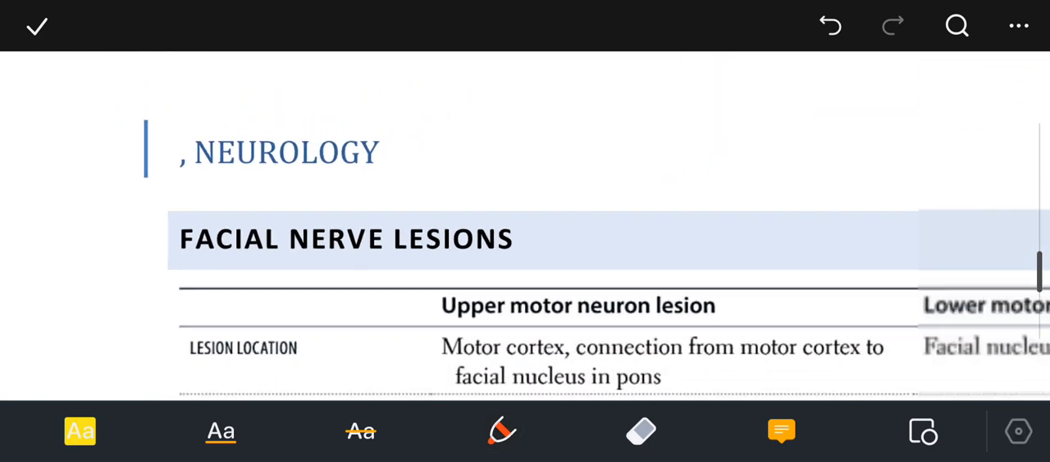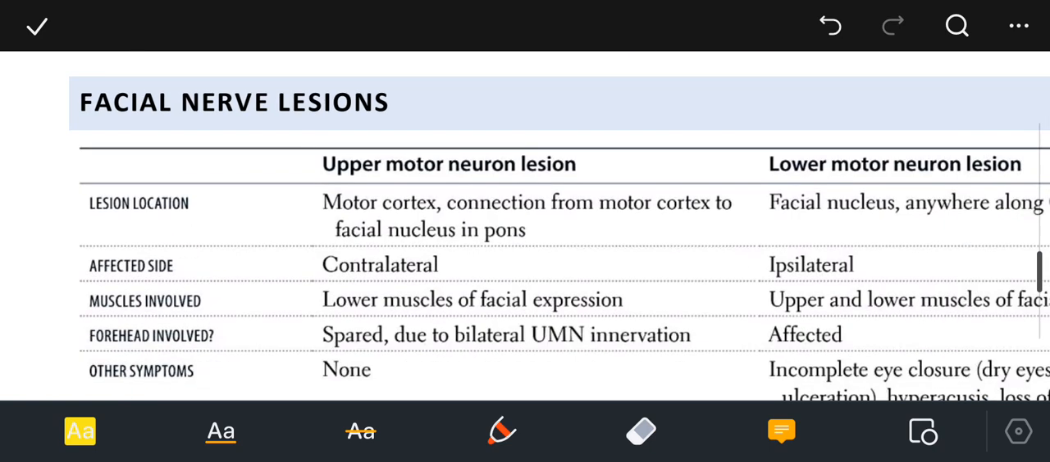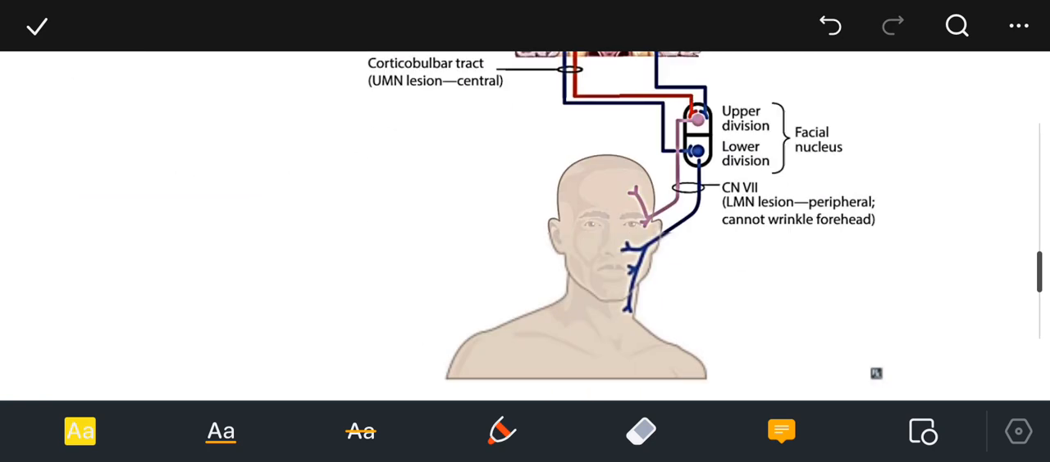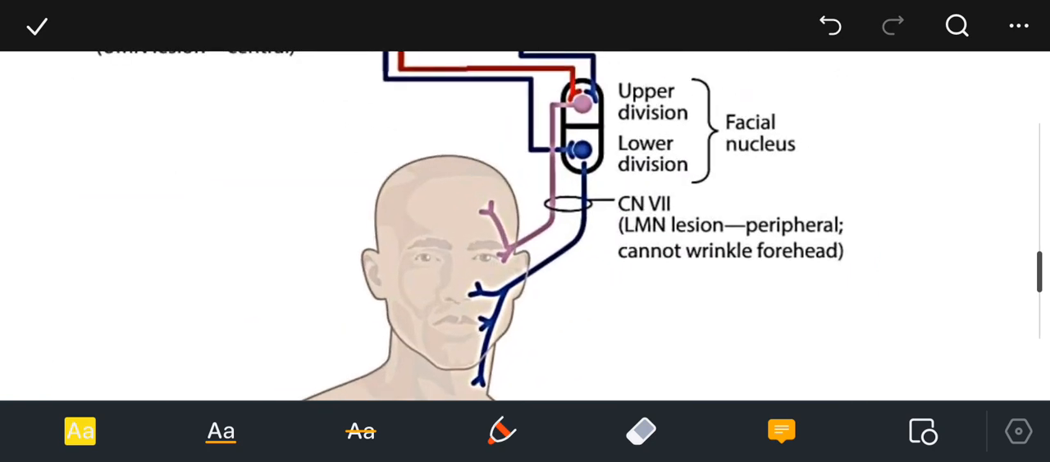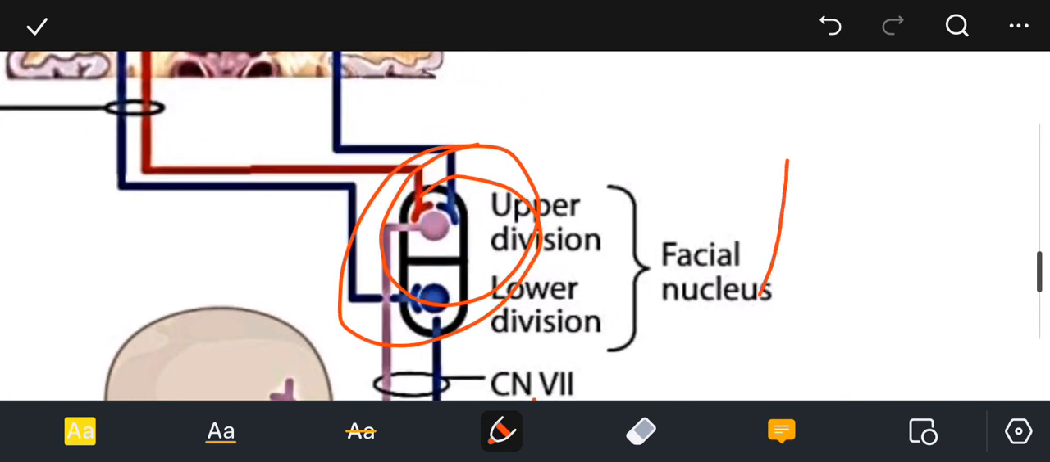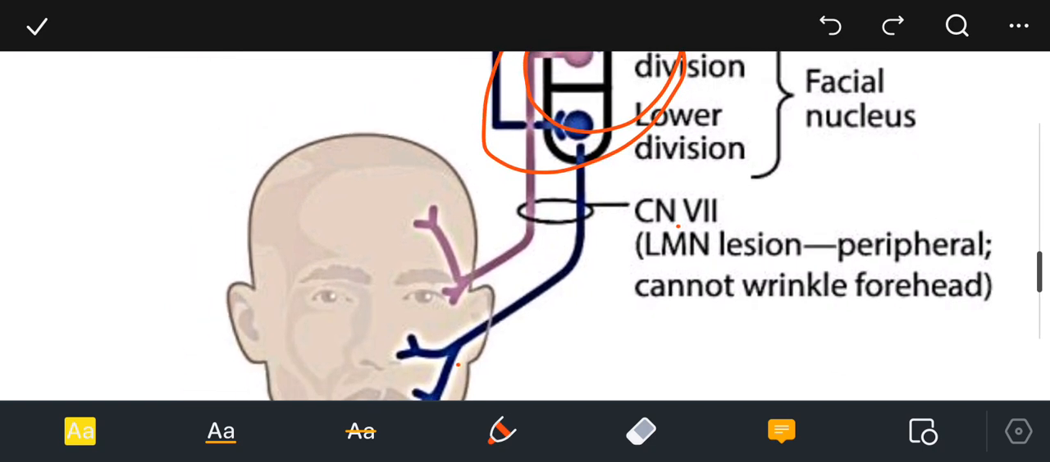The next thing is about facial nerve lesions. The facial nerve lesions are divided into upper motor neuron lesions and lower motor neuron lesions. Before going anywhere, let's see this diagram. So you can see that this is the facial nerve nucleus, right? The part of the facial nerve that is below the facial nerve nucleus is called the lower motor neuron part.